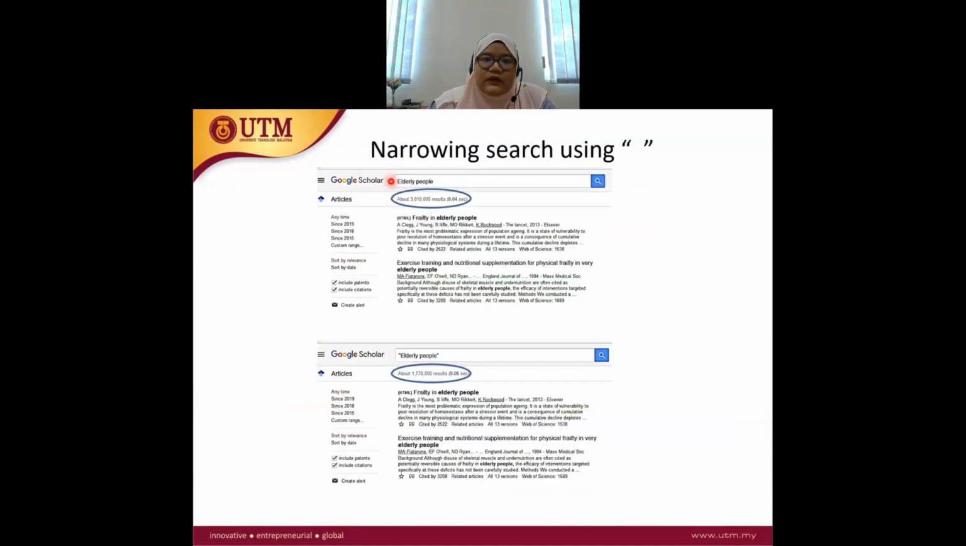Okay, that is what I've said before about Google Scholar. You can narrow the search using double quotation marks. For example, when you are searching for elderly people in Google Scholar, there are 3 million results. But if you put the quotation marks here, the results are reduced to 1 million. So it is more focused.